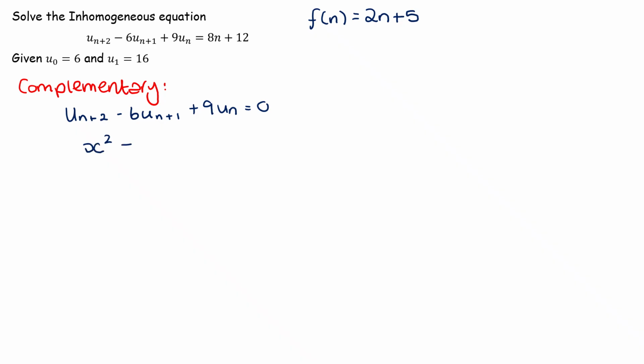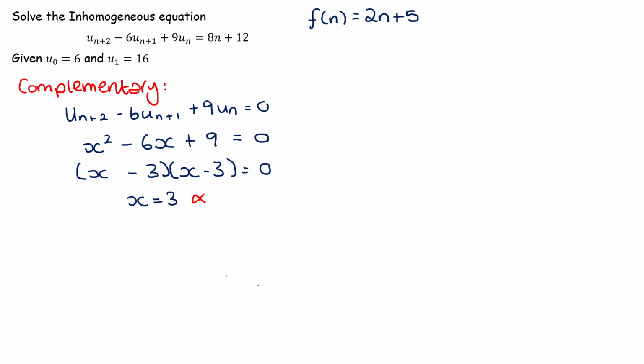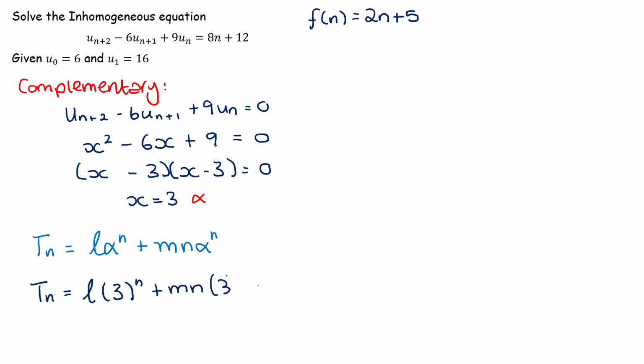So our characteristic quadratic equation is x squared minus 6x plus 9 equals 0. This actually is a perfect square, which means we're only going to get one distinct root, and that is x is 3. And that's my alpha. That means the theorem we're working with is T_n equals L alpha to the power of n plus M n alpha to the power of n. So let's sub that in. T_n equals L 3 to the power of n plus M n 3 to the power of n.